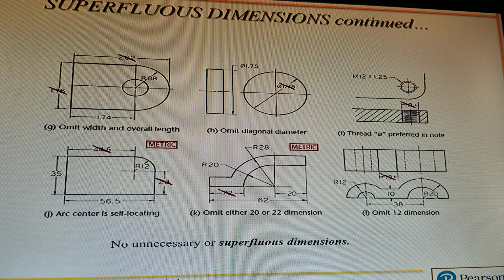In the middle, H, they put a diameter 1.75 in the left view there, so you don't need the dimension inside the circle. What is that? I? Yeah, I guess that's I. Thread diameter preferred in the note. You'd rather have a note up above there, M12 times 1.25. Leave that dimension off those threads. That's a thread symbol, by the way, for screws and whatnot.